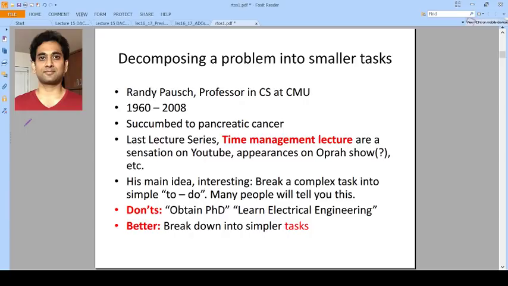Having a goal of preparing for the final exam is a bit more challenging and much more daunting than saying, let me start with one task, let me decompose the process of preparing for the final exam into smaller, more manageable parts. Let me start by reviewing lecture 12 or 13 today. That's a much more achievable, much more manageable task.